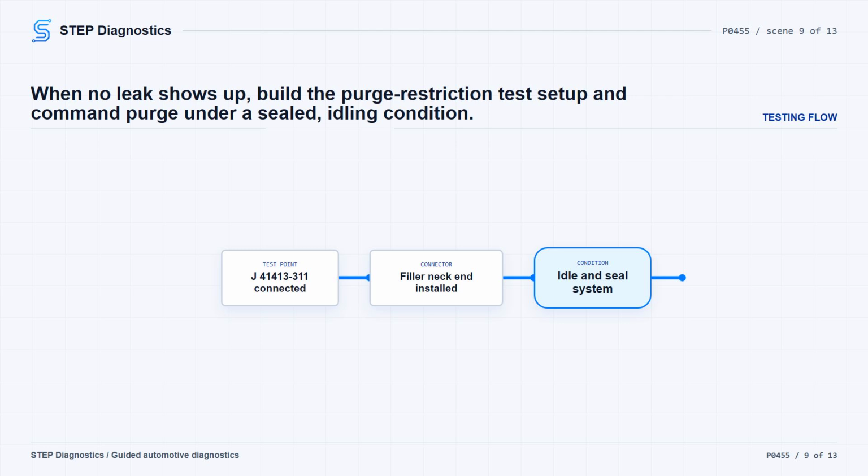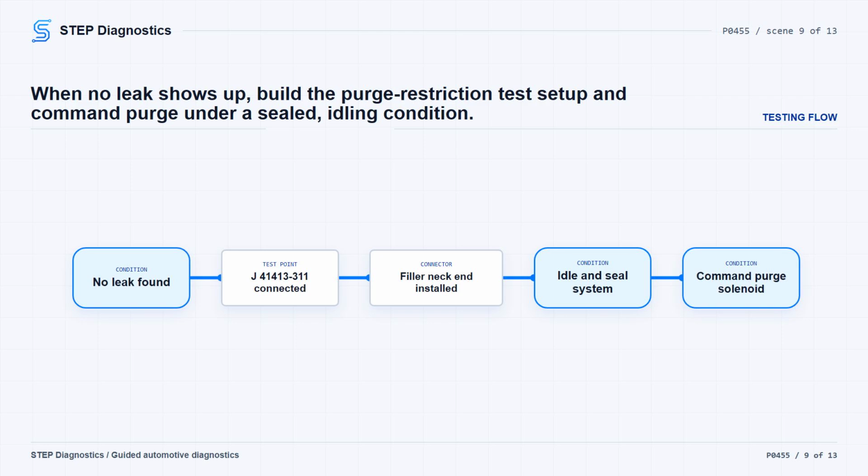Connect the GE41413A nitrogen smoke hose to the J41413-311. Disconnect the hose at the fuel cap end of the GE41415-30 and connect that hose to the J41413-311. Install only the filler neck end of the GE41415-30 to the vehicle. With the engine idling, use the scan tool to command the purge seal function to not venting, sealing the system. Then command the EVAP purge solenoid valve to 30%.